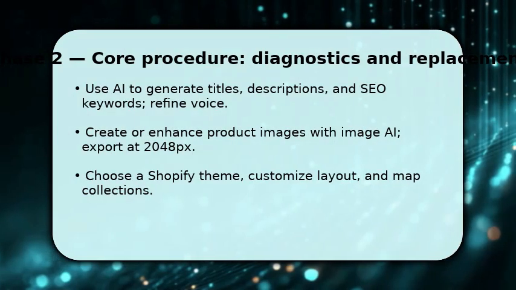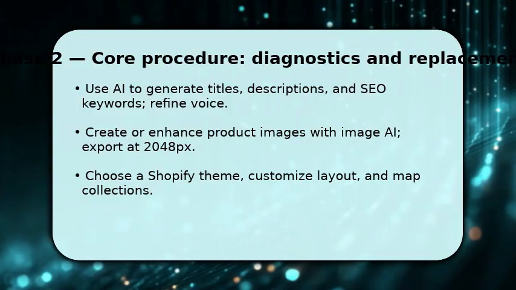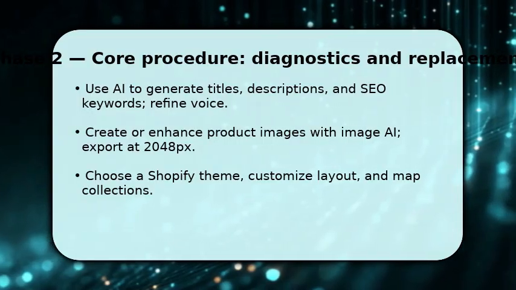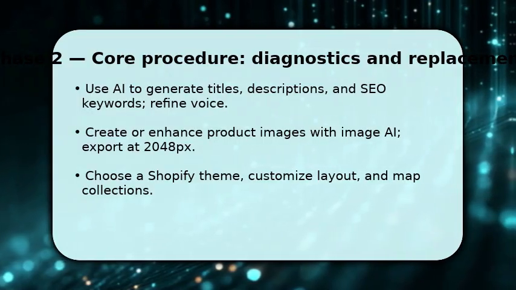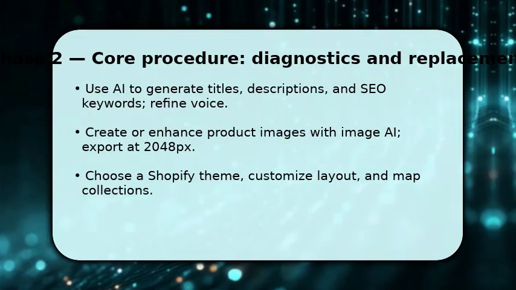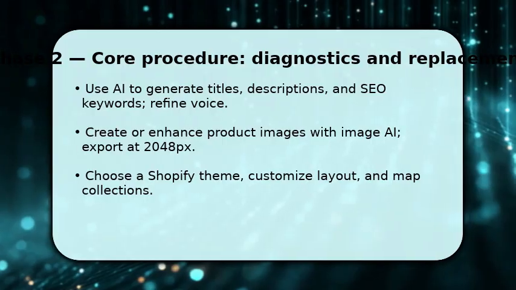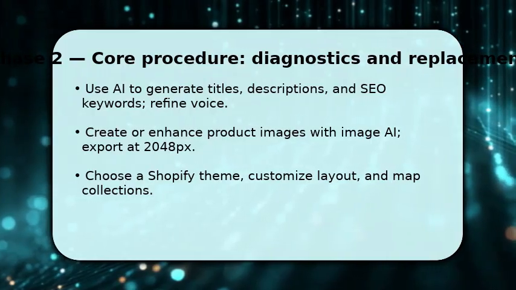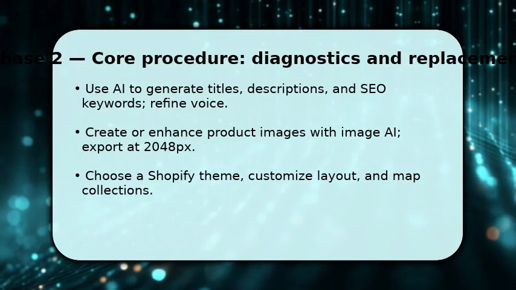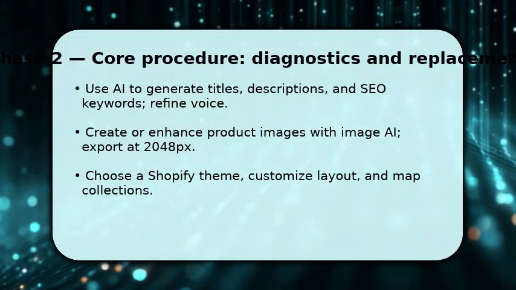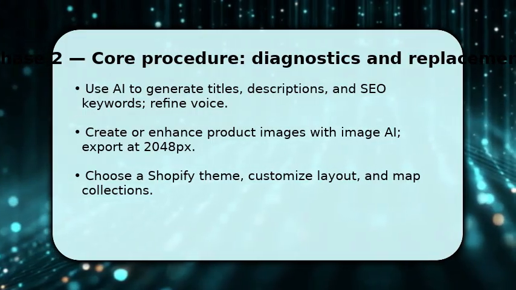You now develop product pages and the store look, focusing on how customers decide. First, prompt your AI copywriter for product titles, benefits, and SEO keywords. Iterate until tone matches your brand, because relevance improves conversions. Then produce or enhance images with your image AI, exporting at 2048px for crisp thumbnails.